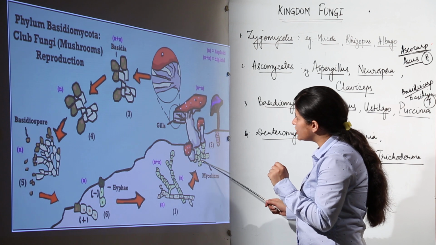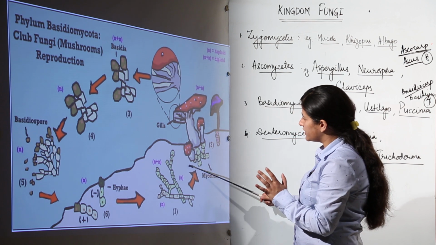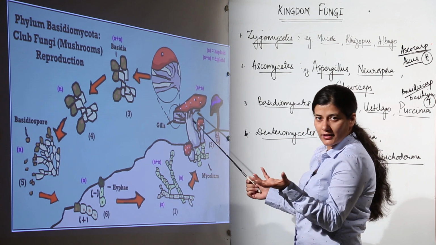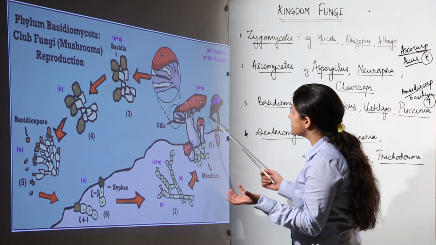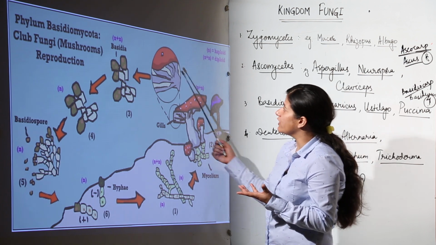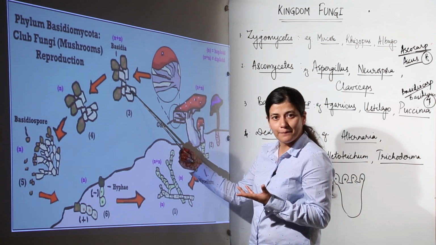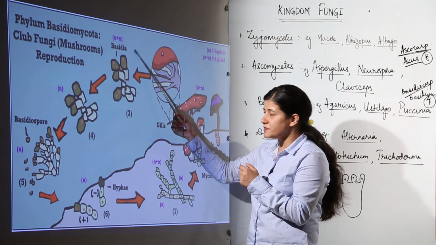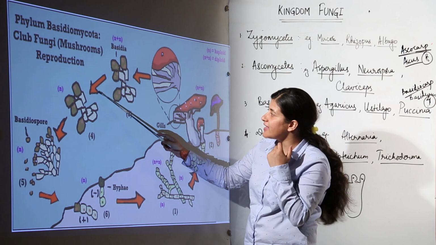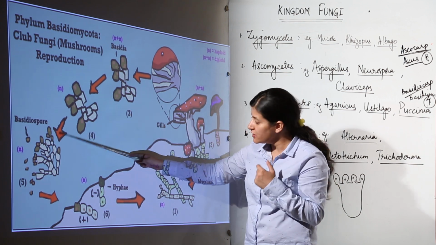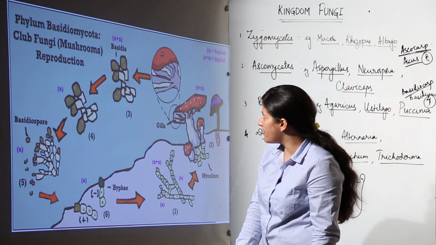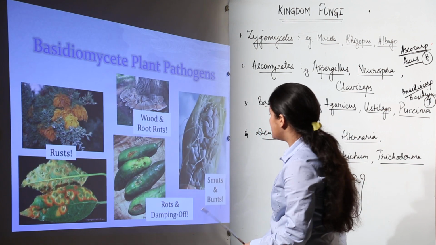Then this plasmogamous condition develops into a full, good looking fungus, the good looking mushroom that we come across, that is in the dikaryonic stage. Dikaryon is formed, that dikaryon then gives rise to basidia. When this dikaryon forms basidia, there is fusion, that is karyogamy. Then meiosis takes place and basidiospores are formed, which later germinate to give rise to the mycelium. So this was about Basidiomycetes.